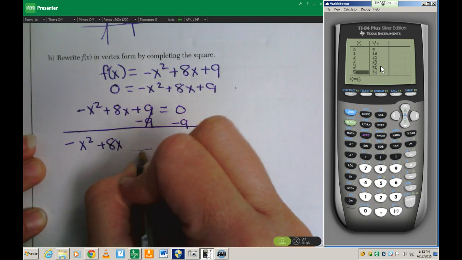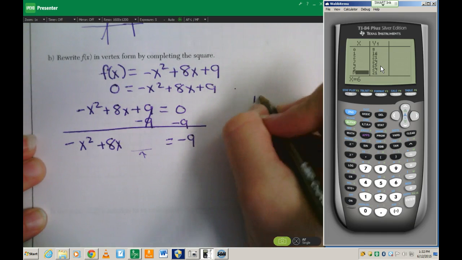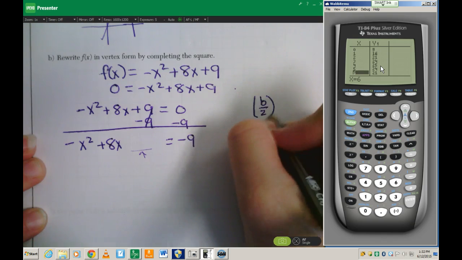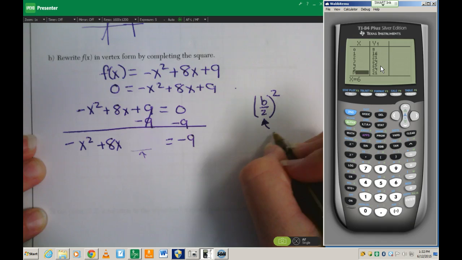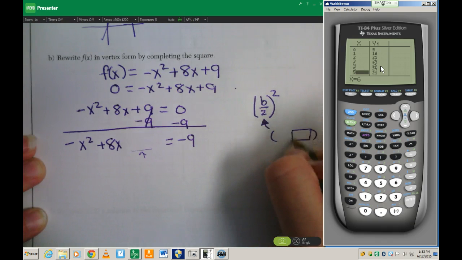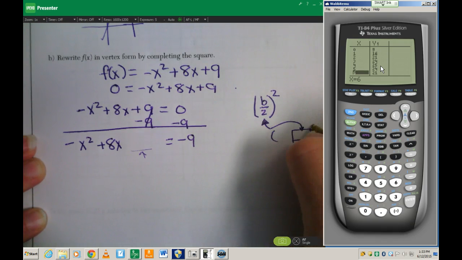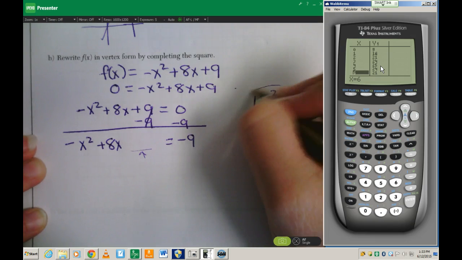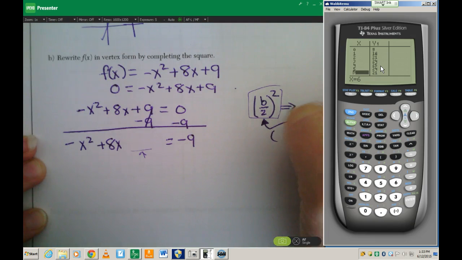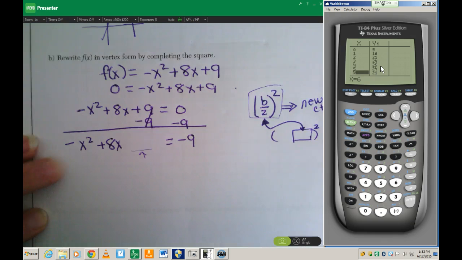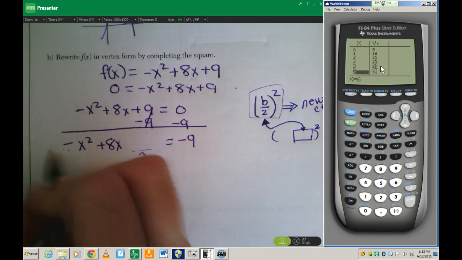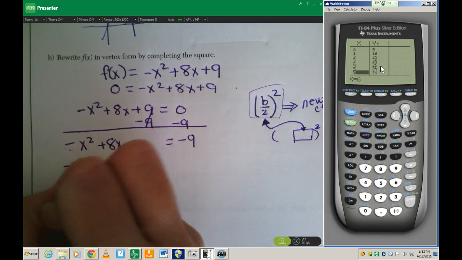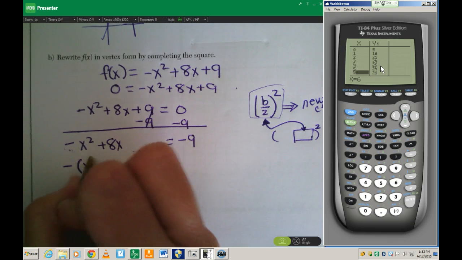Now the way that we fill the space is we're going to do b divided by 2 squared. Now this b divided by 2 is going to be what's going to be inside my parentheses right here. This whole thing is going to be my new c term. But before I do b divided by 2, I need to get rid of this negative, so I'm going to factor it out only on the left. So I'm going to take this out and switch the signs.